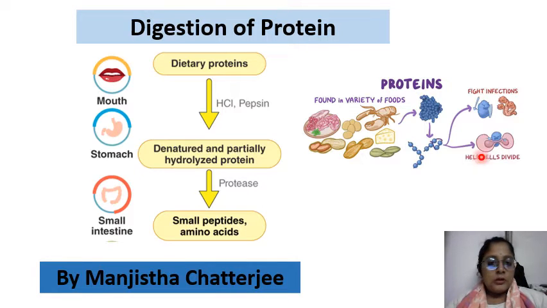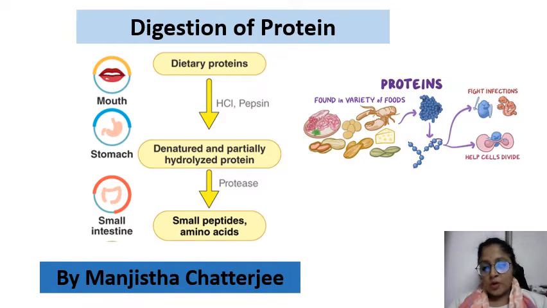So dietary proteins are acted upon in the mouth, then they move into the stomach where the HCl and pepsin act, and they are denatured, and ultimately in the small intestine they are converted into amino acids. We all know that amino acids are joined by peptide bonds to make complex protein. So amino acid is the key, or you can say the structural unit, of the protein.